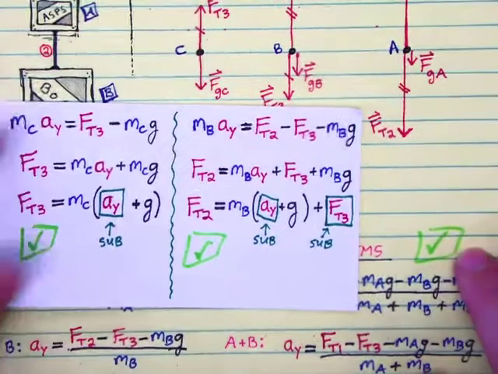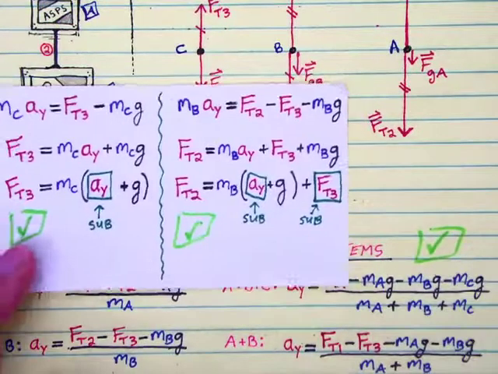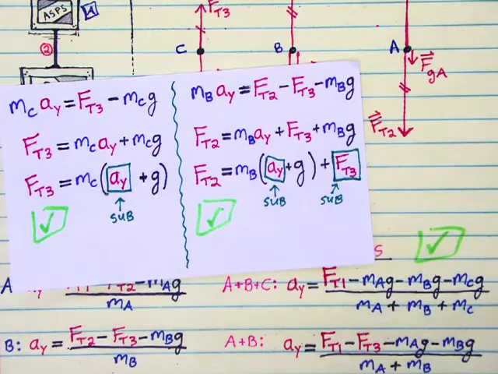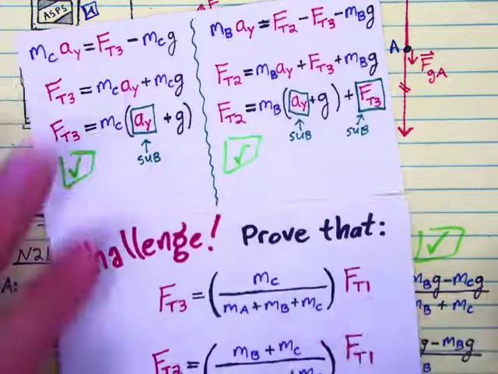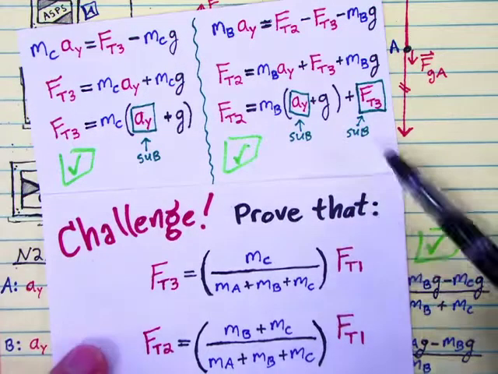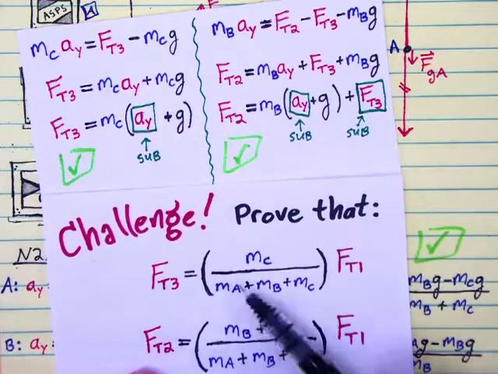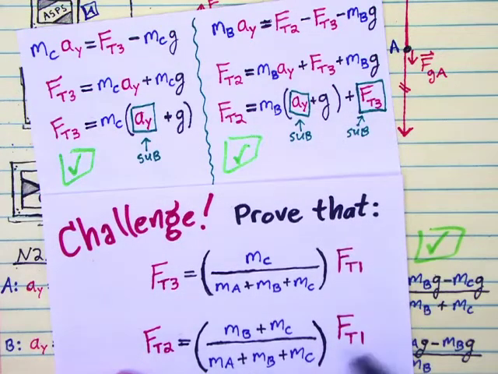Okay, so we've got our expressions for all 3 of our unknowns we were looking for, and I suppose I'll leave you with one final challenge. Suppose you didn't have numerical values, and you just wanted to continue doing the algebra. Could you go on to prove that if you make these substitutions just in terms of variables, tension 3 can be expressed like this, and tension 2 can be expressed like that?